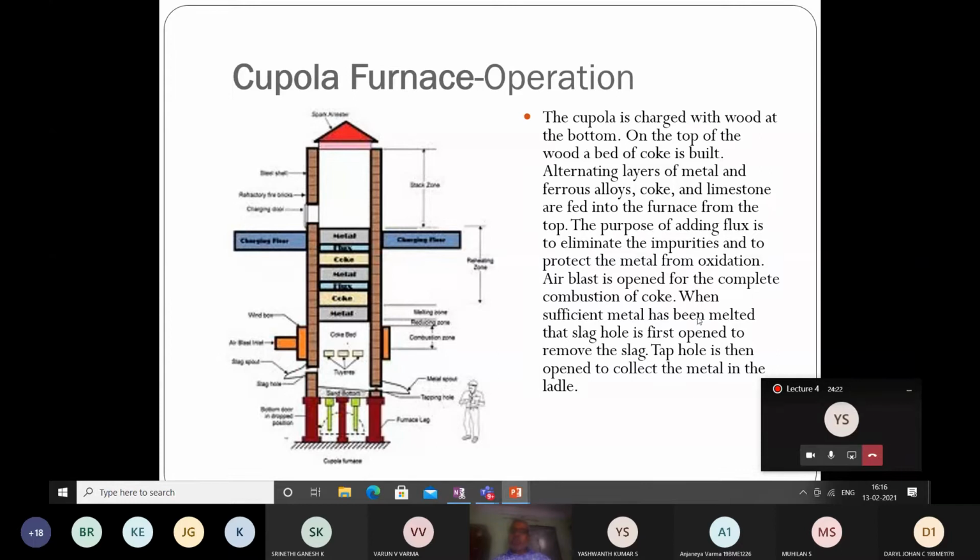When sufficient metal has been melted, the slag hole is first opened. So first the tap hole should be closed. Only the slag hole should be opened. We should take out the impurities, and then only the tap hole should be opened. The tap hole is then opened to collect the metal in the ladle. So that is the next stage. First you close the tap hole, then you take out the slag, and then you open the tapping hole.